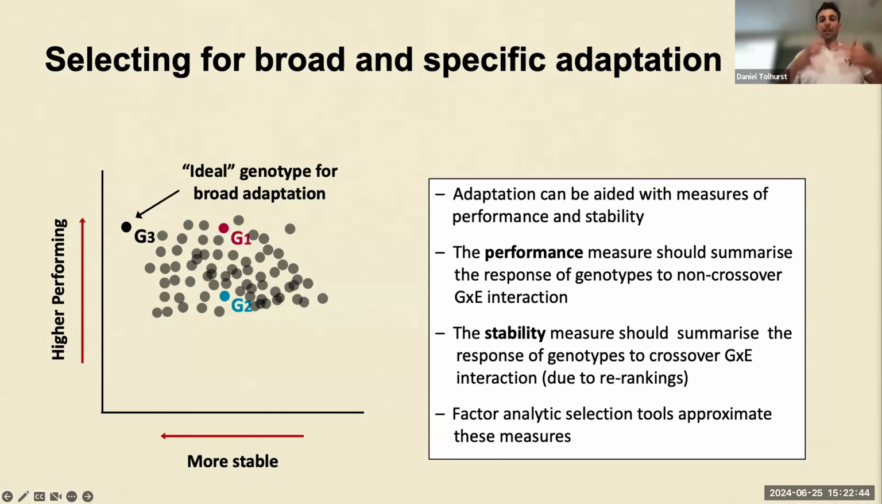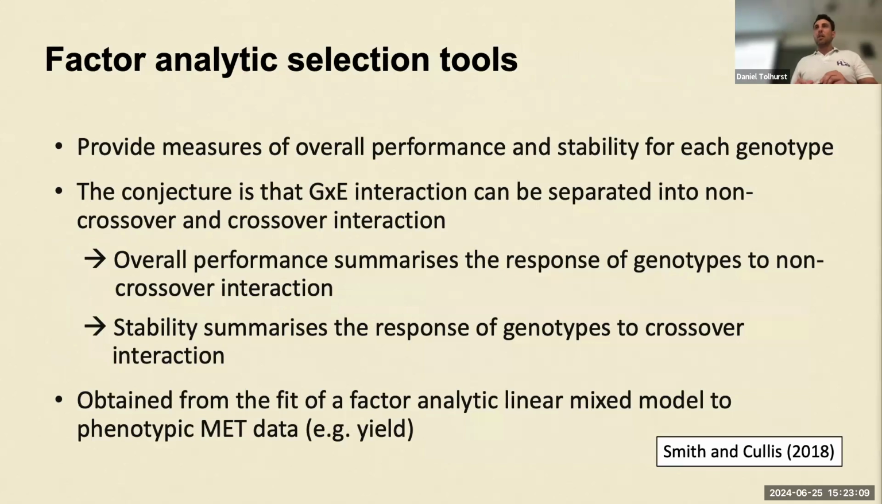So that's what you want to get at. And within the plant breeding realm, these factor analytic selection tools have done a pretty good job of forming this selection index. I just want to talk about what that is and what they're doing essentially. They provide measures of performance or average performance, as well as a measure of stability for each one of those genotypes. So you're going to get out that little 2D biplot for performance and stability.